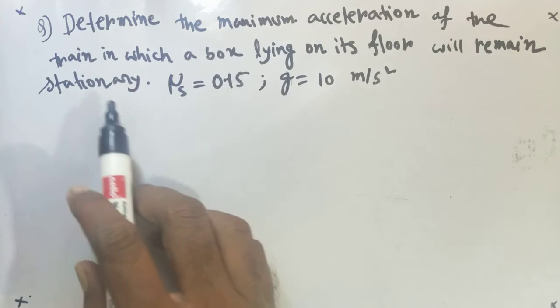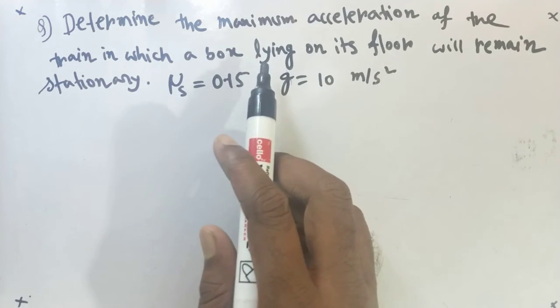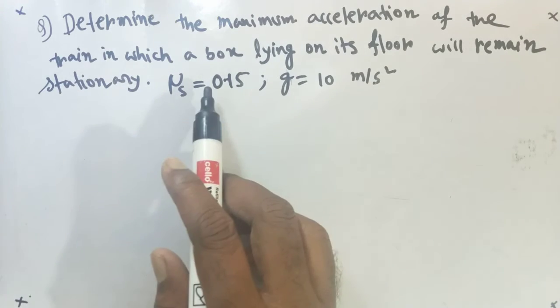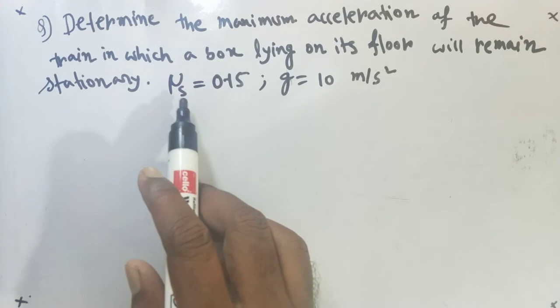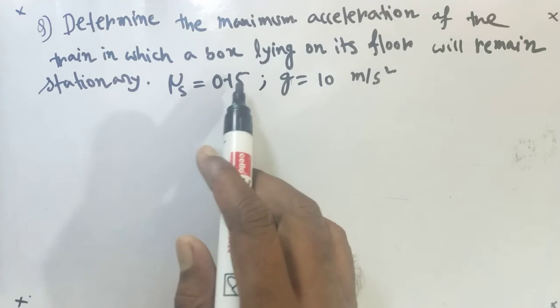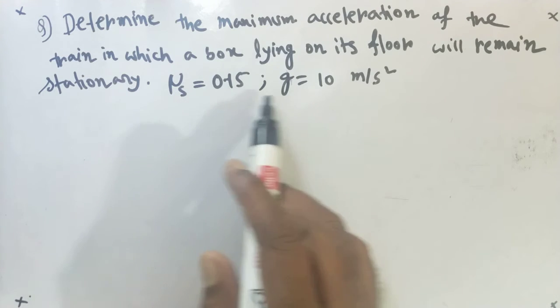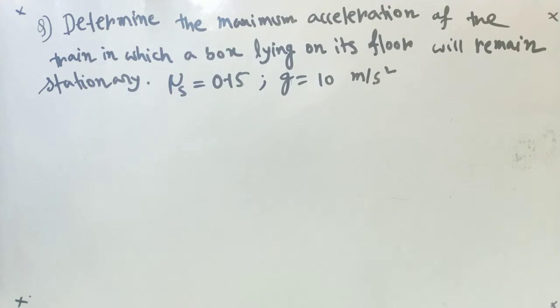Okay, so here the question is, determine the maximum acceleration of the train in which a box lying on its floor will remain stationary. Here it is given that the coefficient of static friction between the box and the floor of the train is 0.15 and g is 10 meter per second square. So first let me understand the situation.